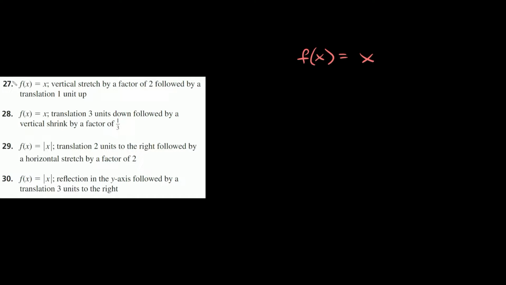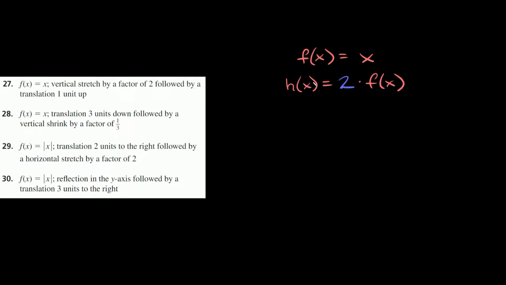So the first one, 27 right here, f of x is equal to x. So that's what I wrote down. Then it says the first thing we're going to do is vertically stretch it by a factor of 2. So let's just start there. Remember, whenever you vertically stretch or shrink something, we have to multiply that whole function by the factor. Here it says a factor of 2, so we're going to multiply f of x times 2. So here we're going to say h of x is equal to 2 times f of x.